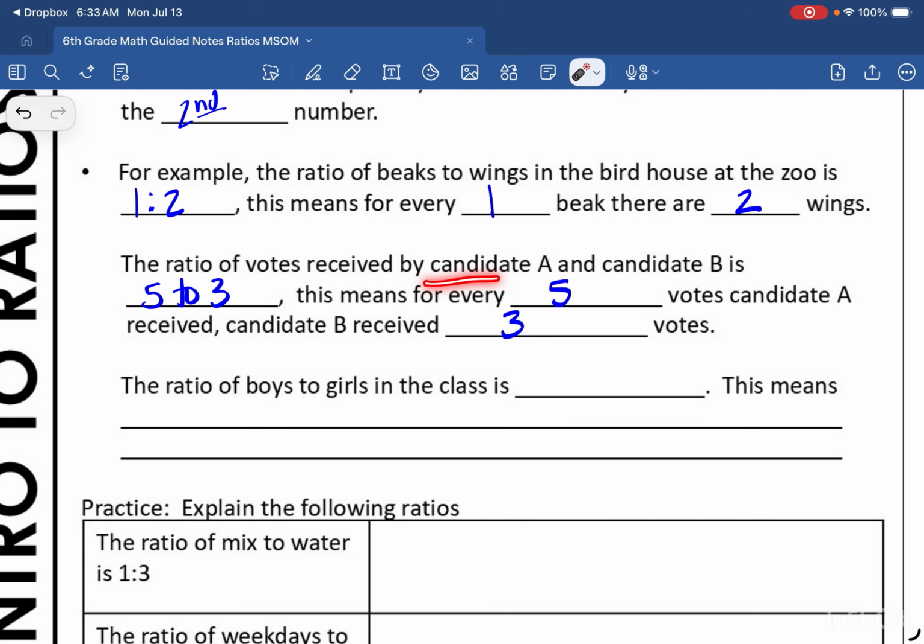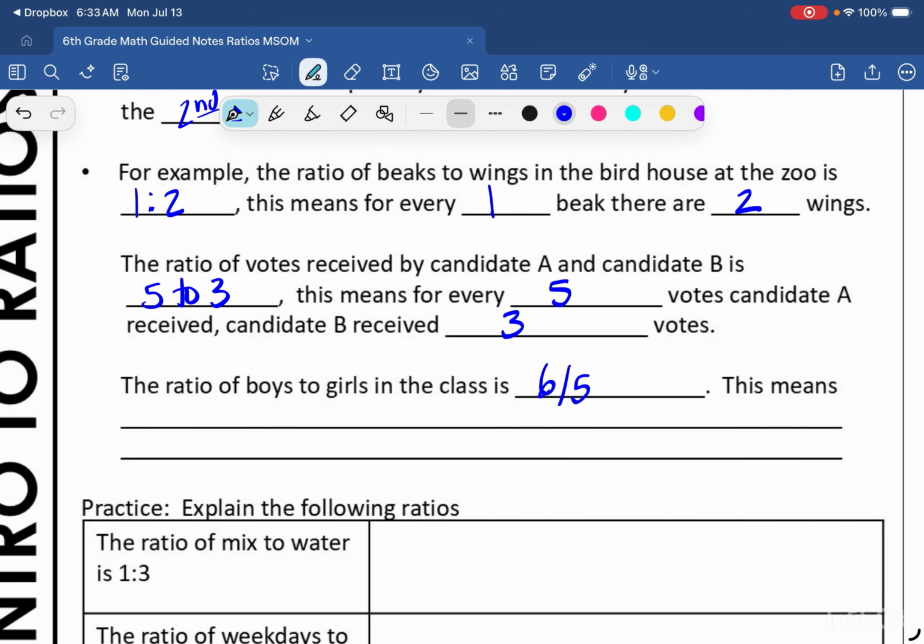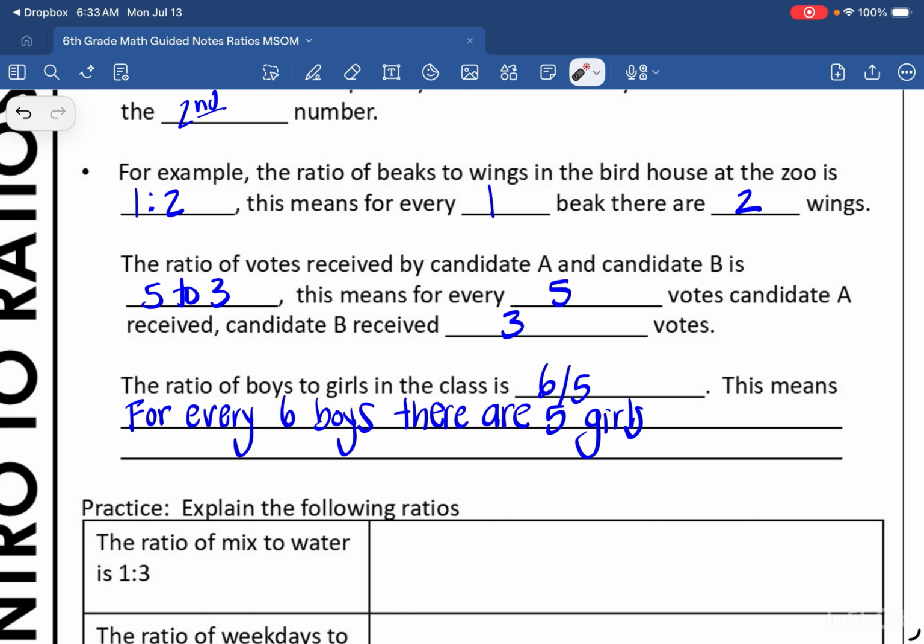Since it says candidate A first, that's associated with 5, and it says candidate B second, that is associated with the second number, 3. The ratio of boys to girls in this class, let's say, is 6/5. This means for every 6 boys, there are 5 girls. So it says boys, so that's the 6, and then girls, that's the 5.